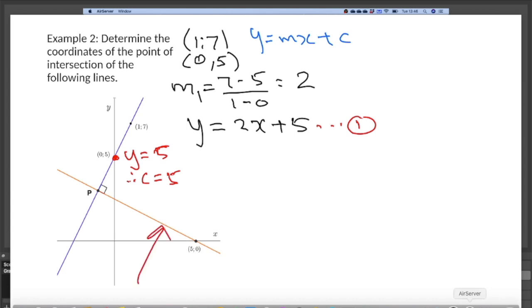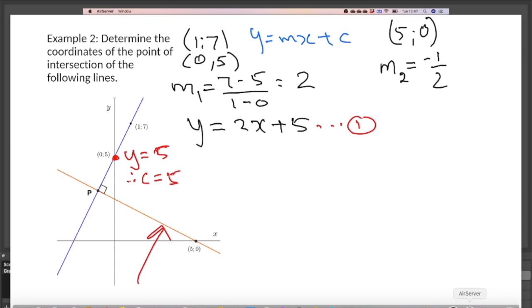That line we are given passes through the point (5, 0). The line passes through (5, 0), and the line is perpendicular to the other line. So we know the gradient of the first line is 2. Therefore, the gradient of this line should be minus 1 over 2. Remember, m1 times m2 should give you negative 1 because these lines are perpendicular. So if m1 is 2, then m2 should be negative 1 over 2.